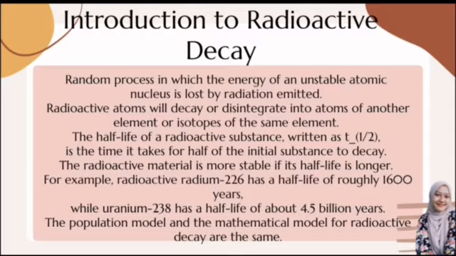For example, radioactive radium-226 has a half-life of roughly 1,600 years, while uranium-238 has a half-life of about 4.5 billion years. The population model and the mathematical model for radioactive decay are the same.